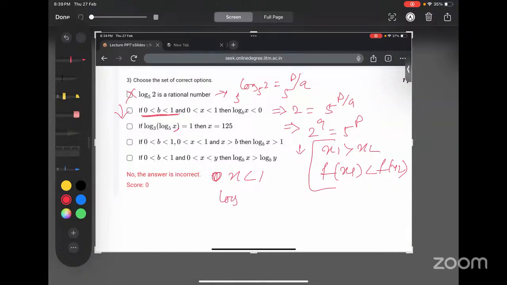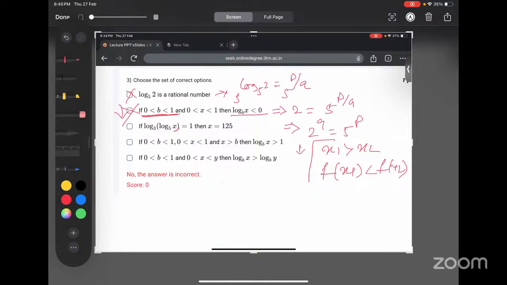That means if I take log b on both sides, log b x will be greater than log b of 1, and log b of 1 is 0, right? That means log b x will be greater than 0, and here we have less than 0. That means this option is incorrect. Is it fine? Yeah, looks fine, ma'am.